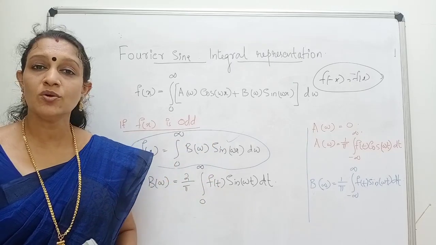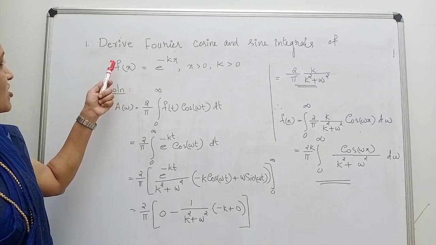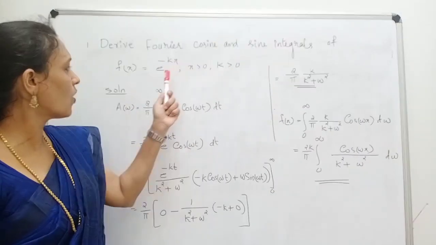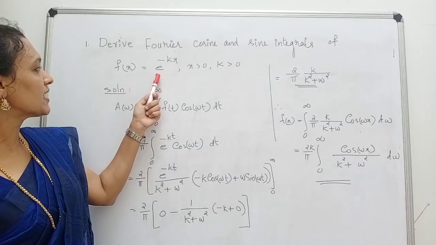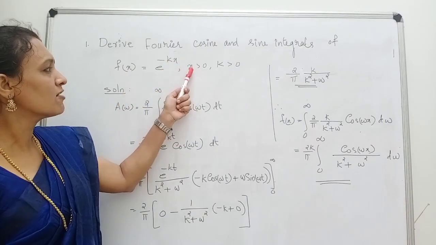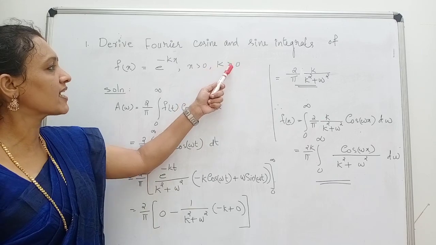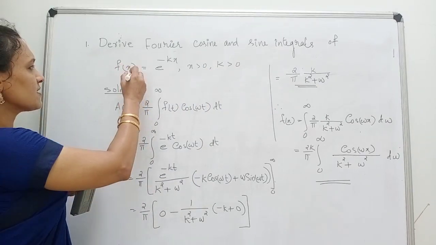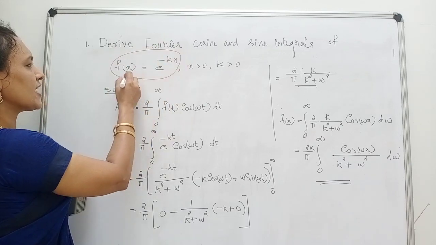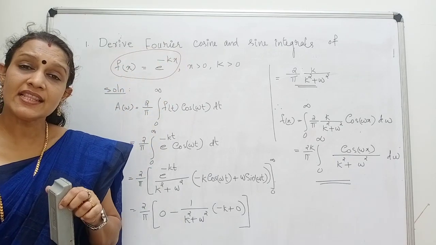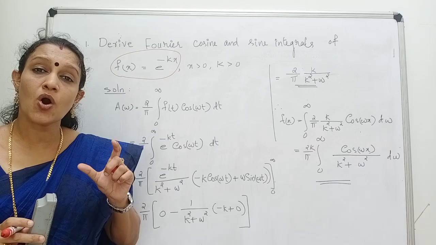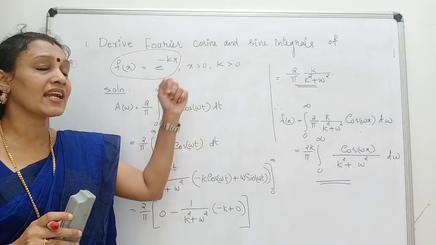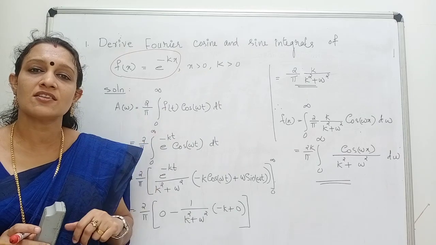Now we are moving on to the problems. Look at the first question. Derive Fourier cosine and sine integral of f of x is equal to e raised to minus kx for x greater than 0, k greater than 0. You are given a function f of x as e raised to minus kx, and this function is defined on the interval x greater than 0. What do you mean by x is greater than 0?